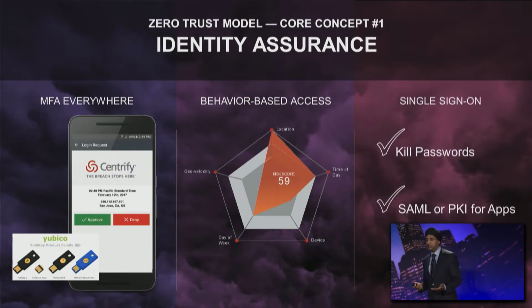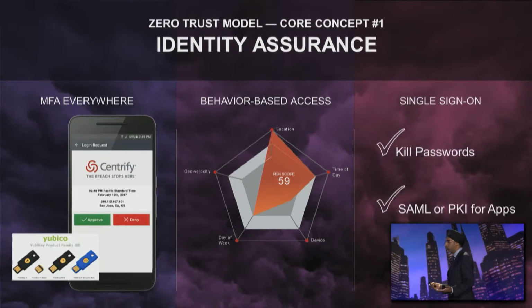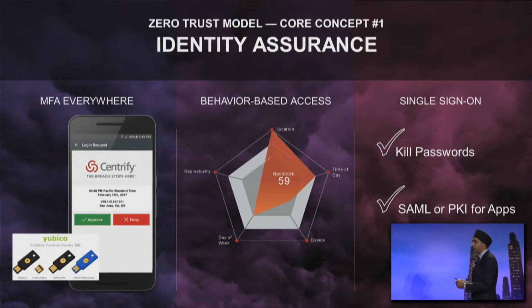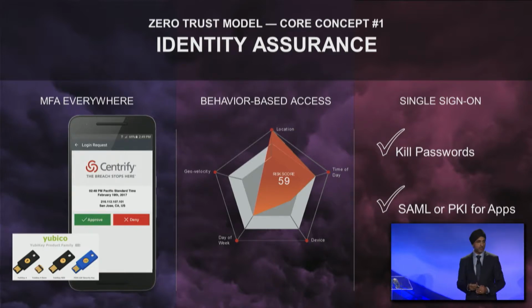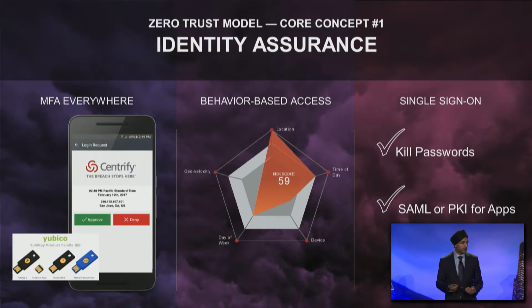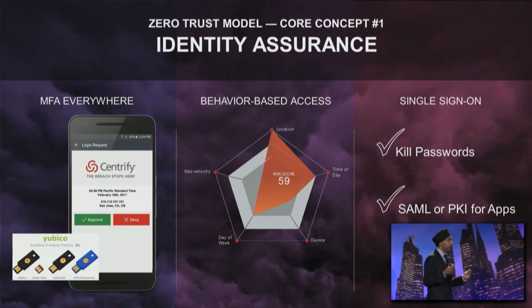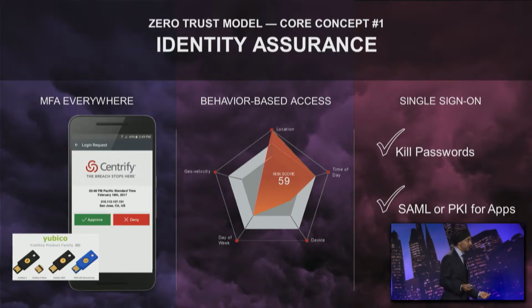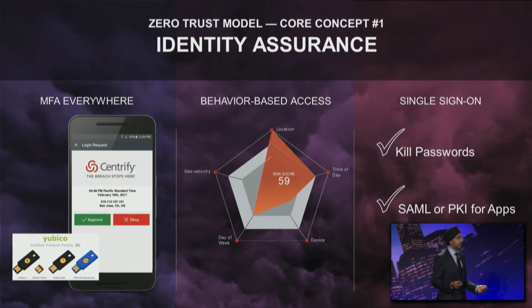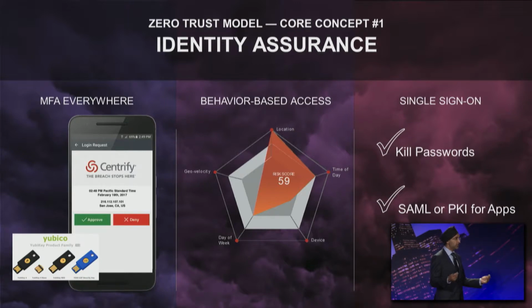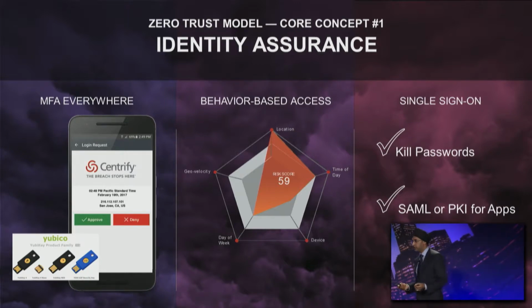The last part of identity assurance is no passwords. So you've authenticated a person, but how does that person get to the application? There should be no passwords. SAML is a standard in the marketplace for removing passwords from applications. PKI can be used to remove passwords from servers in the data center. Those things should be implemented immediately.